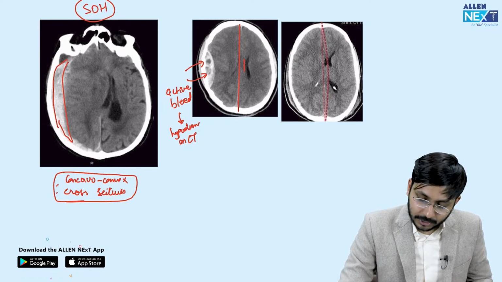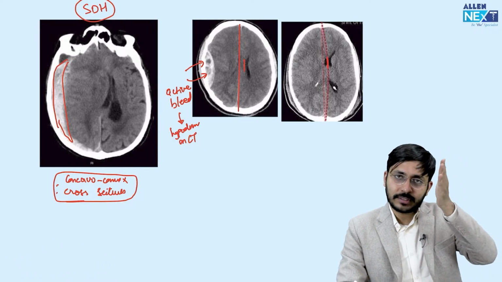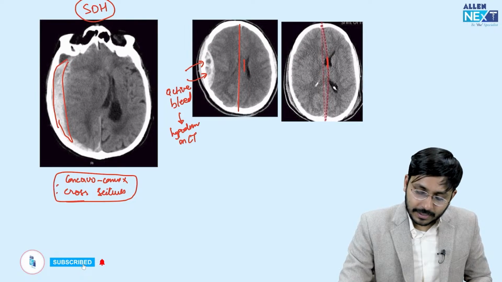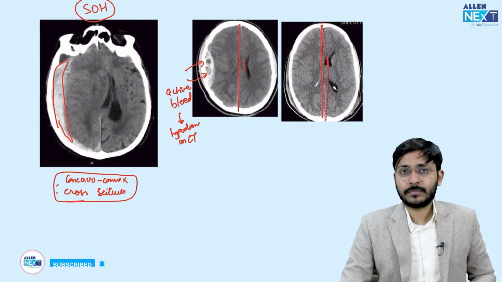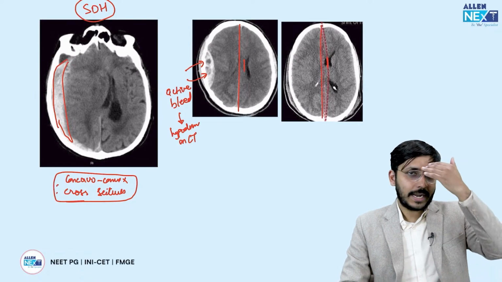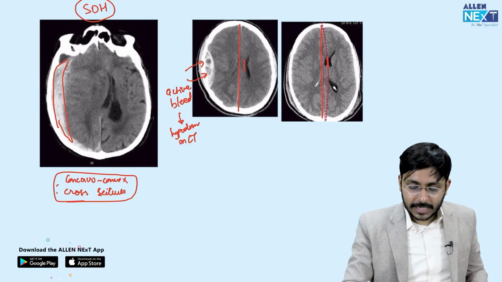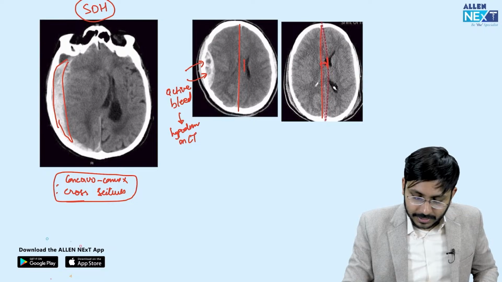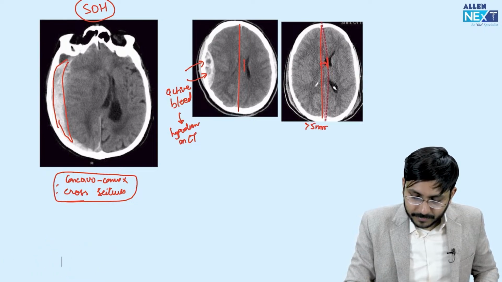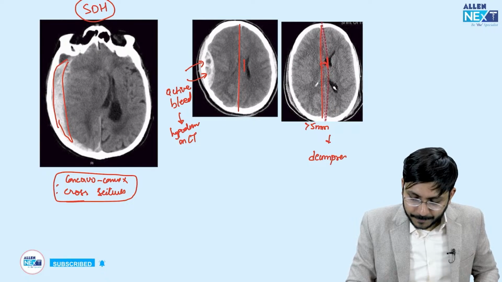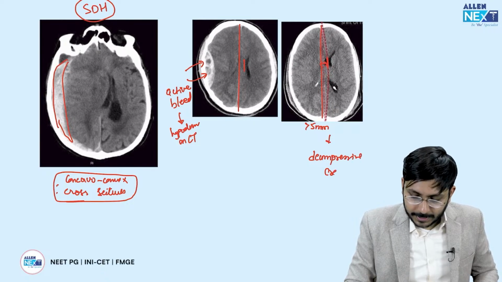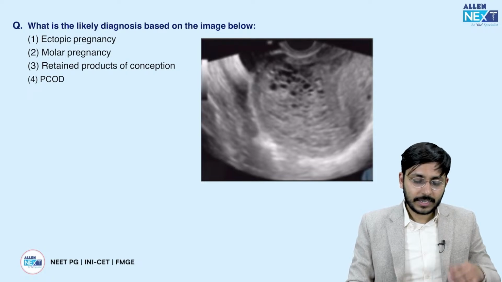So you draw one line through the center of the brain, that is through the septum pellucidum, and one line through the center of the cranium or the skull, that is the line from the crista galli to the occipital protuberance. And if this shift is more than 5 mm, then we take the patient for decompressive craniectomy. Now moving on to the next question.